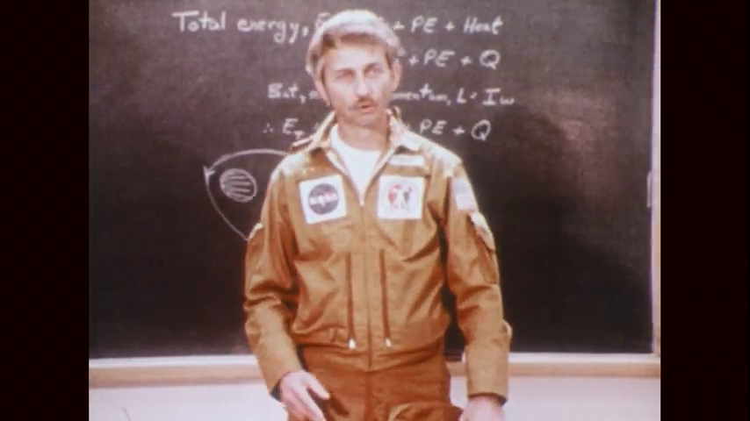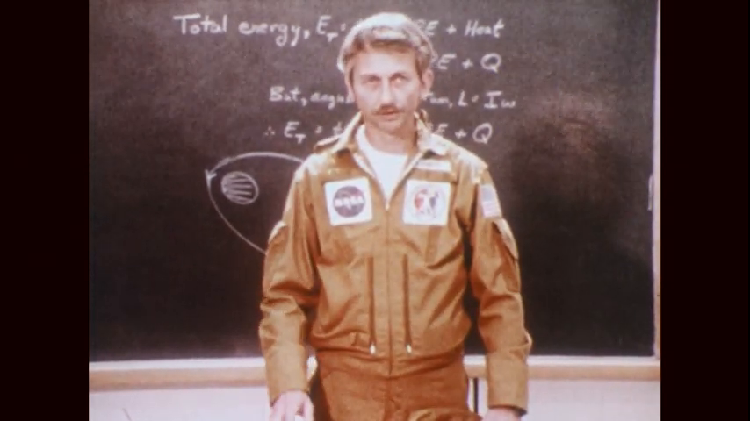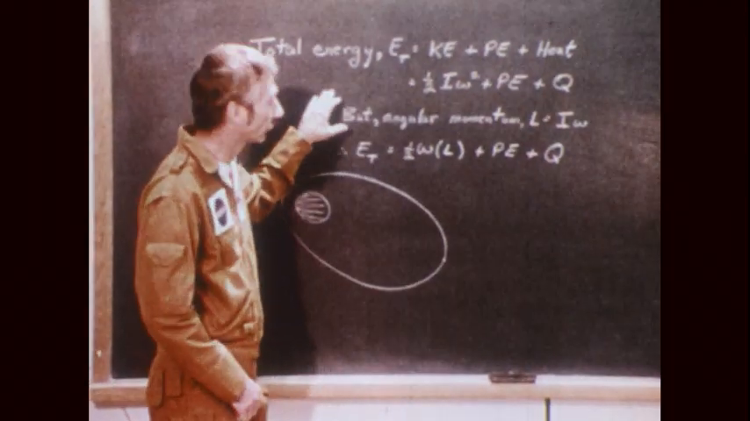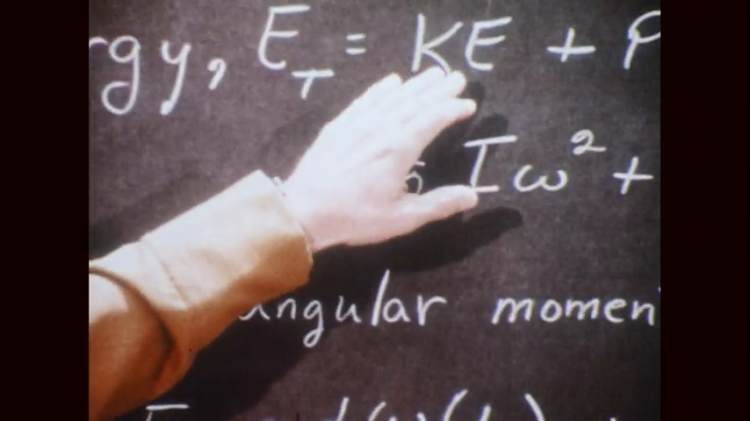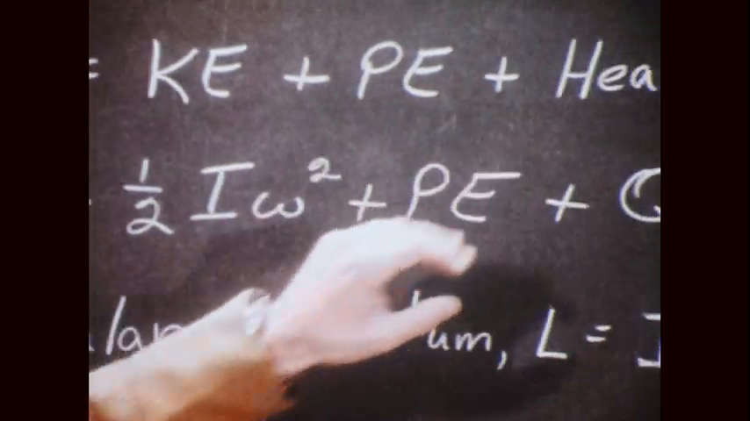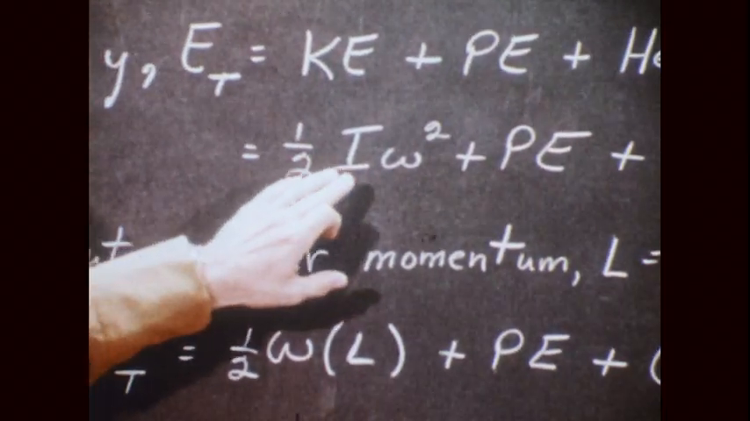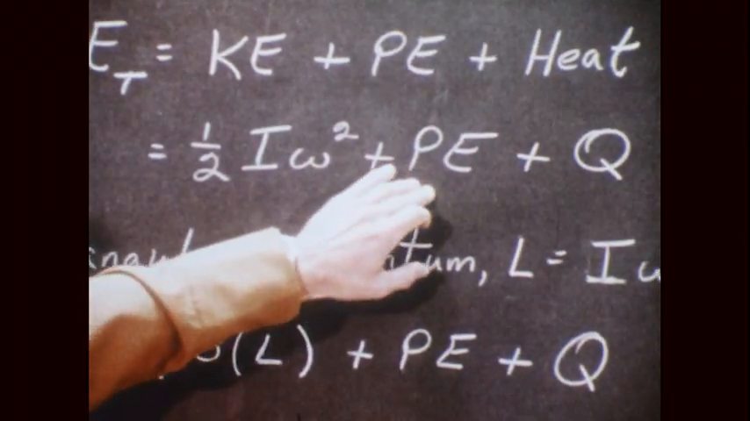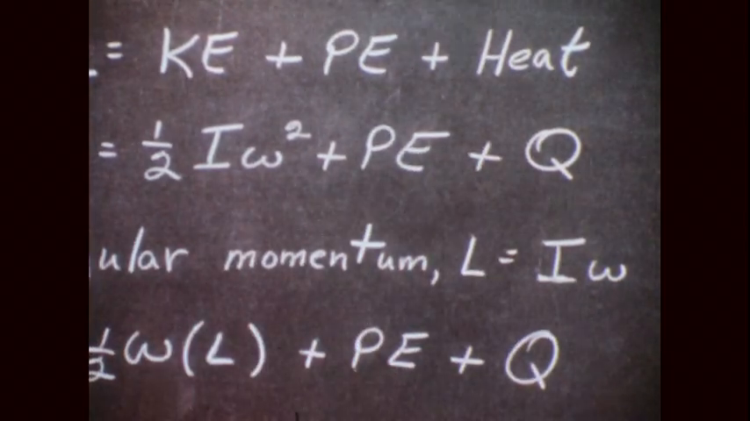Now that we've seen both the Explorer and Skylab demonstrations, let's analyze for just a moment the equations that explain precisely what has happened. Now, this is, of course, the equation we've been working with. Total energy equals the sum of kinetic, potential, and heat energies. The kinetic energy can be expressed, if we like, as 1/2 moment of inertia times its angular velocity squared, potential energy, and then Q is just the symbol I've used for the heat energy involved.